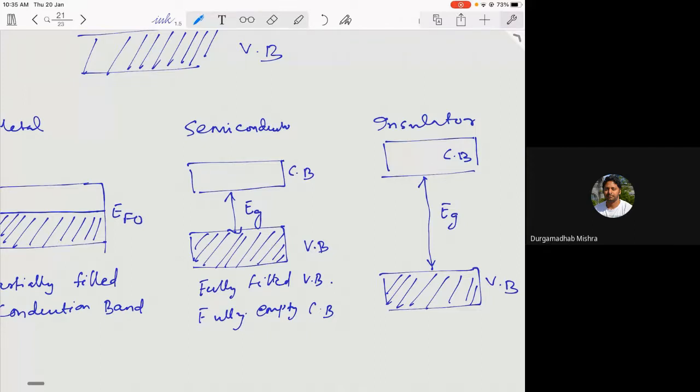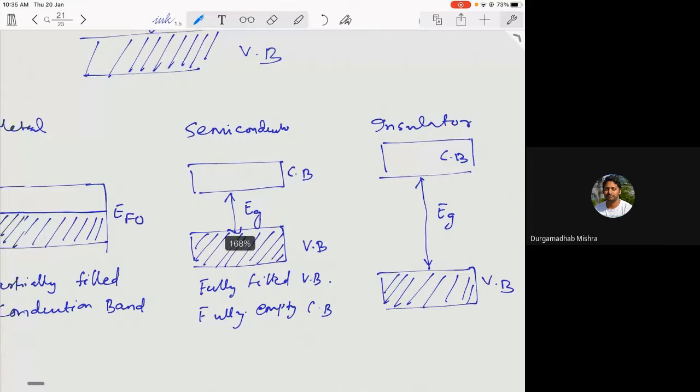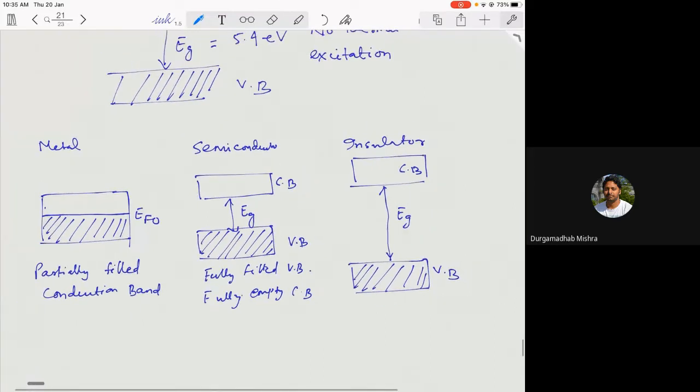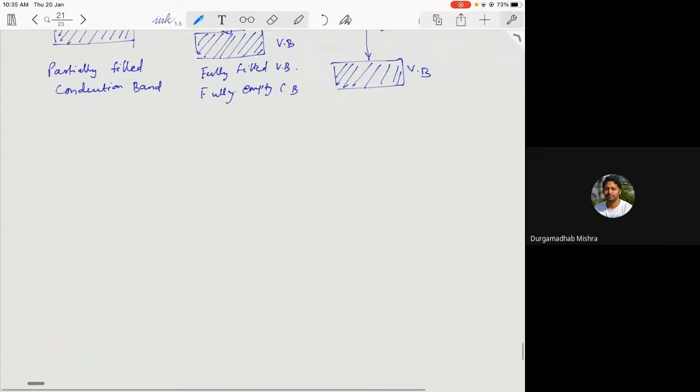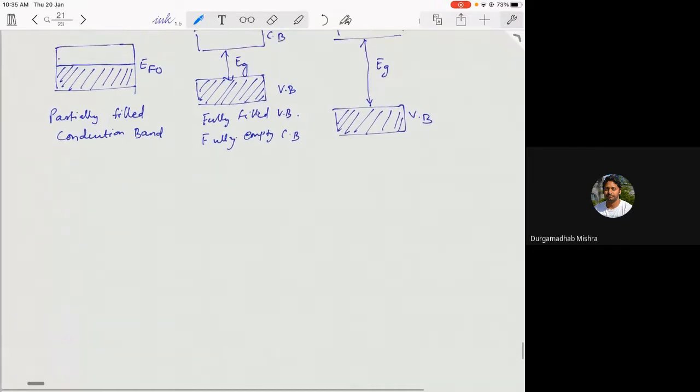So it is closely related to the structure, how the atoms are arranged, or how the bond formation takes place. And basically that is related to the electronic configuration of the material. Okay, so is it clear? Or any question?